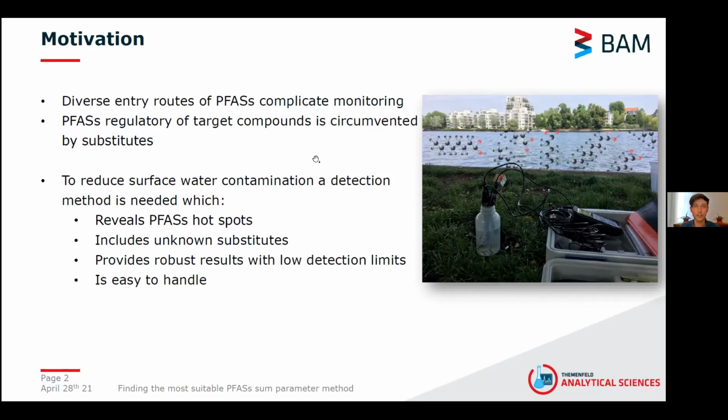To define regulatory limits, the results of such a method should be robust and should have a low detection limit. And for sure, for routine monitoring, it should be easy to handle. We looked for the two most promising PFAS sum parameter methods, which meet all these characteristics, at least in theory, and compared them with each other.